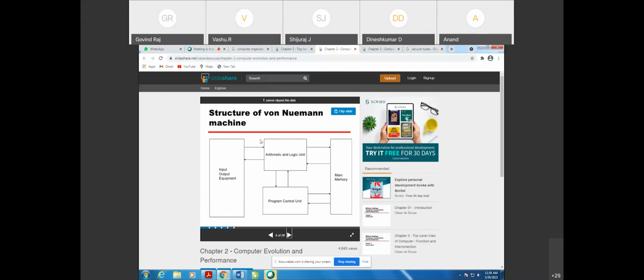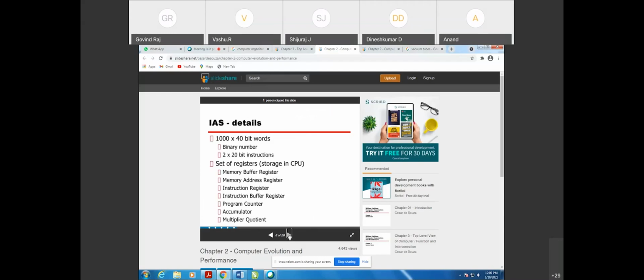Okay, so this middle portion we call the CPU, on the right-hand side you have the main memory, and on the left-hand side you can see the input output unit. And the IAS computer could execute around 1000 words of 40 bits each. That is the speed of the computer in those days. And a set of registers was introduced in those times.